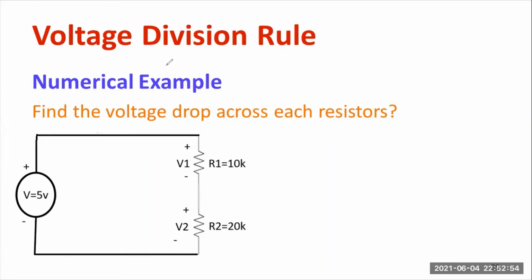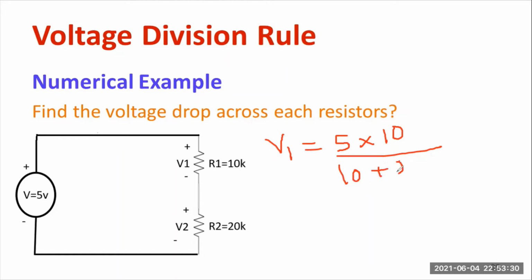Now let us apply the voltage division formula in this particular problem to calculate the voltage across V1 and V2. The total voltage is 5 volt. You are instructed to calculate V1 and V2. How do you compute V1? Let us apply the voltage division formula. V1 means the voltage across R1. Total voltage is 5 volt, times the resistance corresponding to V1, which is 10K, divided by the total resistance, 10 plus 20.